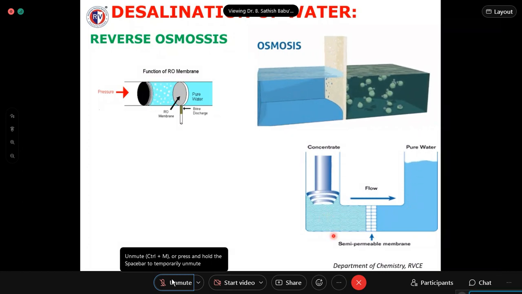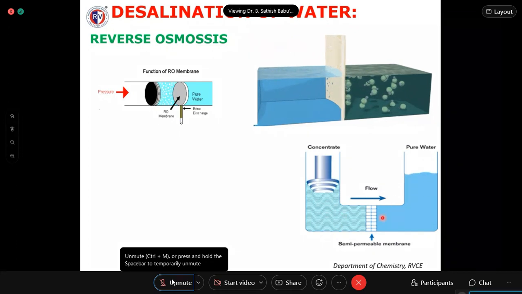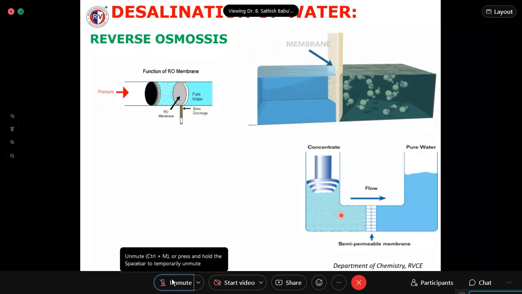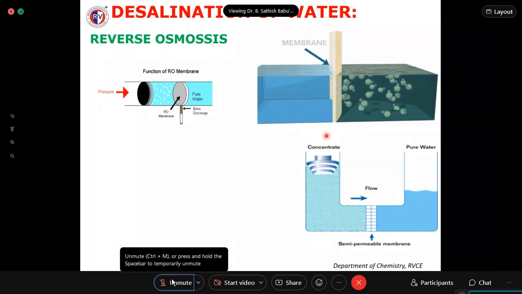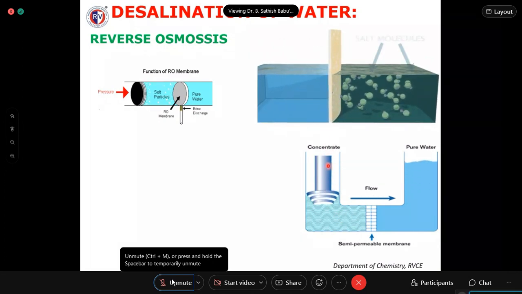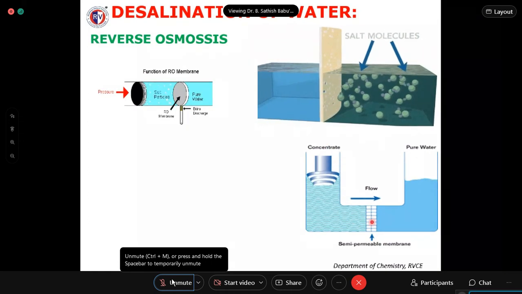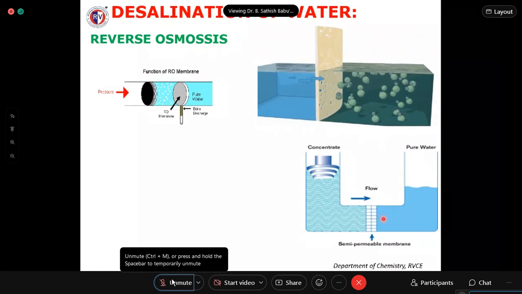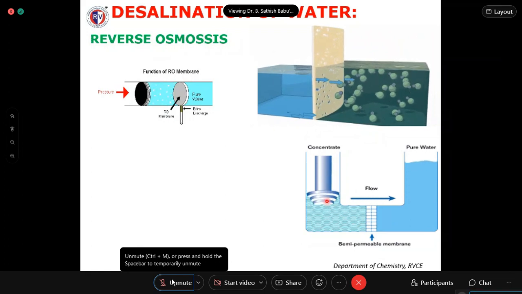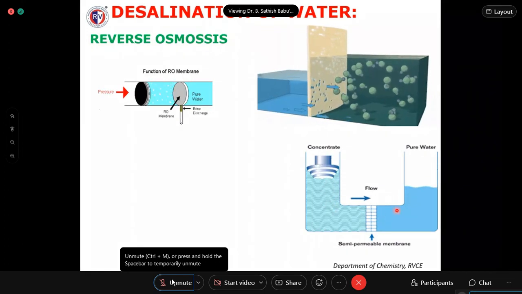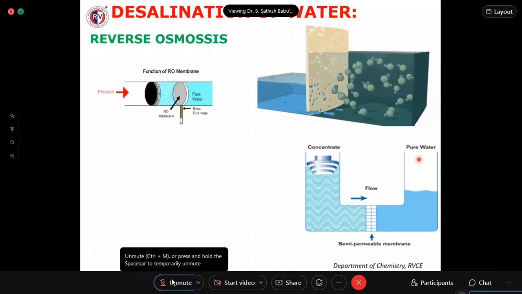So we have to reverse this natural osmosis or spontaneous osmosis. For that, we have to apply the pressure on the concentrated side. If you apply the pressure, there will be a reversal of the natural spontaneous osmosis process, that is, the water molecules moving from the higher concentration side to the lower concentration side, and you are going to get pure water here.